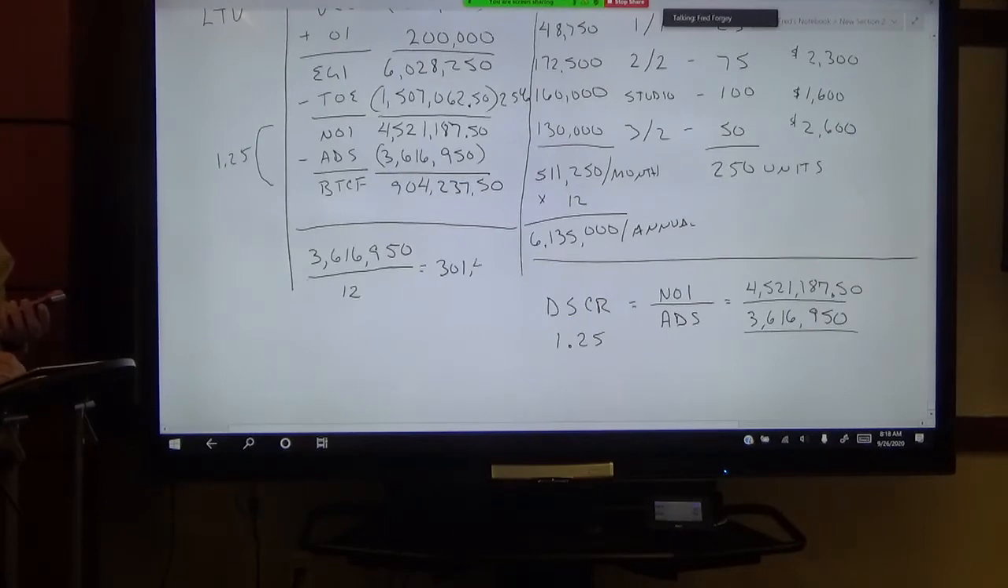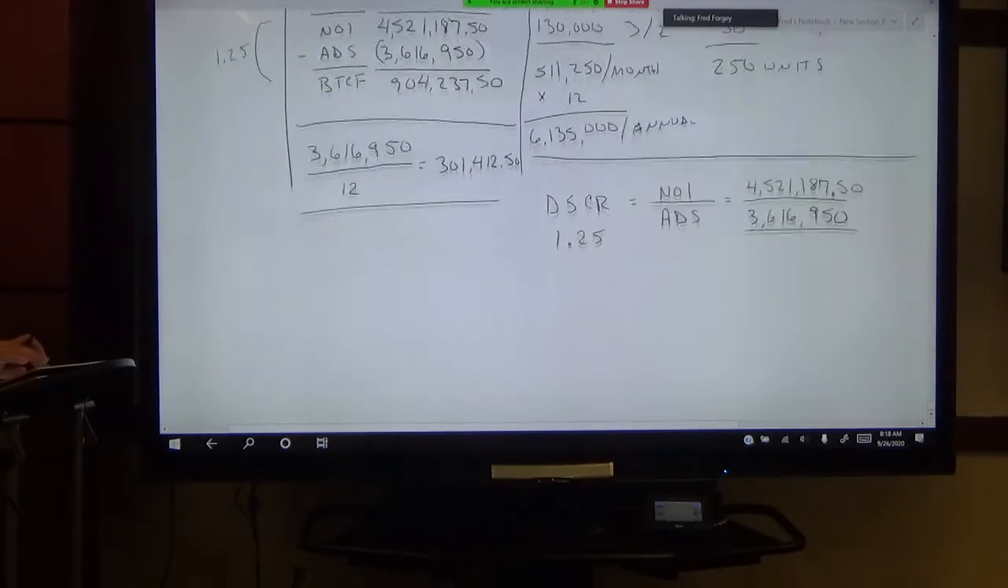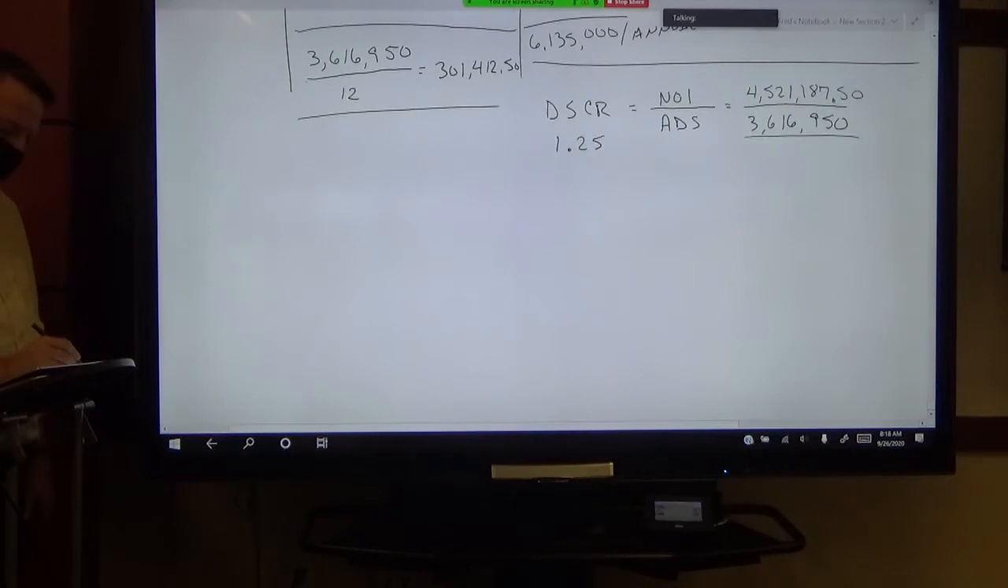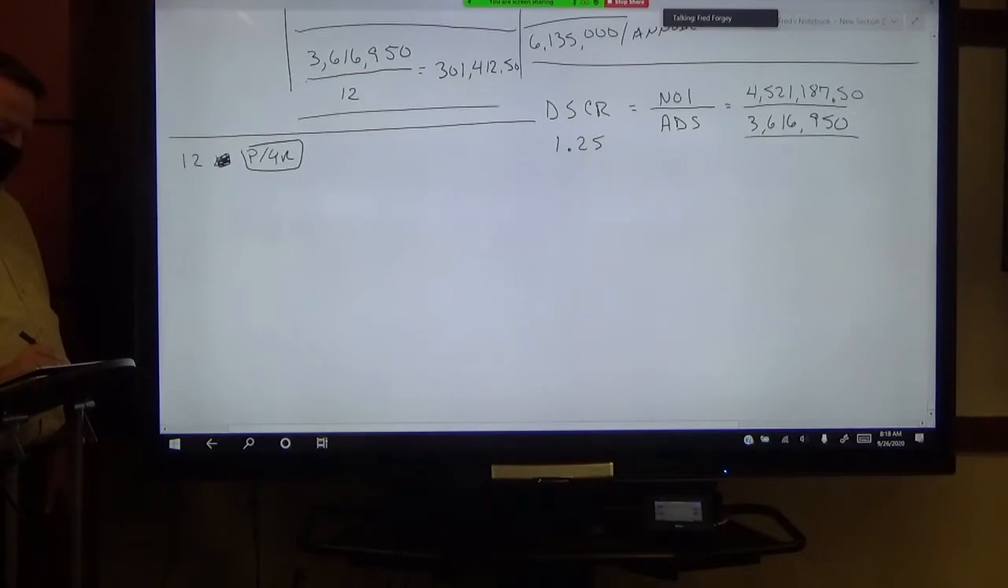$301,412.50. Okay? All right? You're right with me so far. Okay? Now, so we've got 12 payments per year, and what we're basically being told is the lender will allow us to have a monthly mortgage payment of $301,412.50. So that would be our monthly mortgage payment.